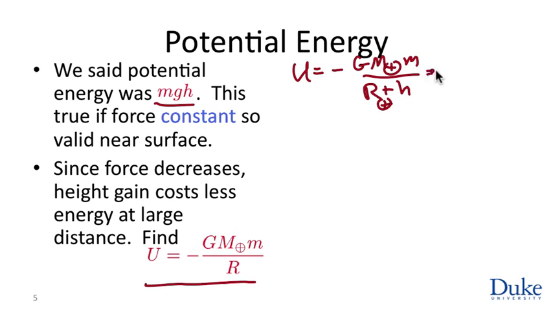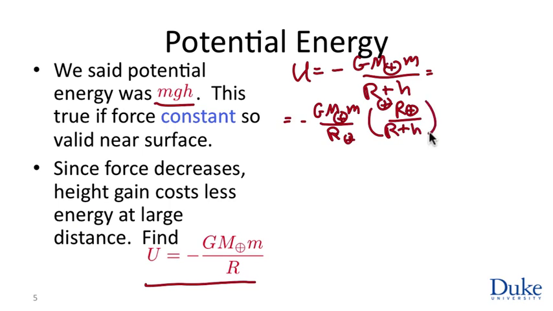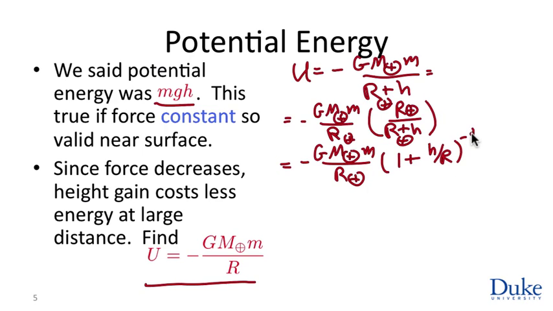And as always, I rewrite this by scaling it to a known quantity, and that would be this one. This is your potential energy on the surface of Earth, and then I need to write this dimensionless quantity, which gives me the scaling. And again, I divide numerator and denominator by r to get minus g M m over r times 1 plus h over r inverse.